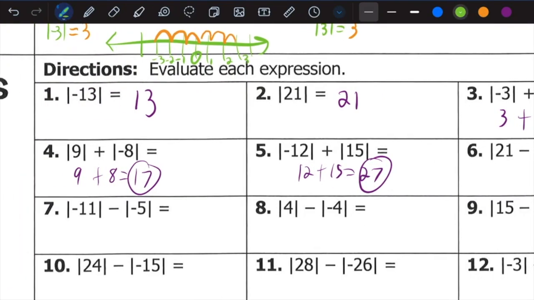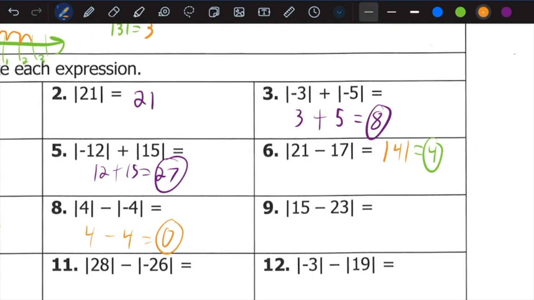So number 7 now, we have the absolute value of -11, that's 11. The absolute value of -5, which is 5, and we're subtracting the two results. So we end up doing 11 minus 5, which is 6. So even though each individual absolute value produced a positive number, we still subtract it because that was the sign between the absolute value expressions. Same thing would be true here in 8. We'd end up having 4 minus 4, which gives us 0. Number 9, 15 minus 23 is -8. So we say the absolute value of -8, well, that would be positive 8. Because 15 and 23 are 8 apart.